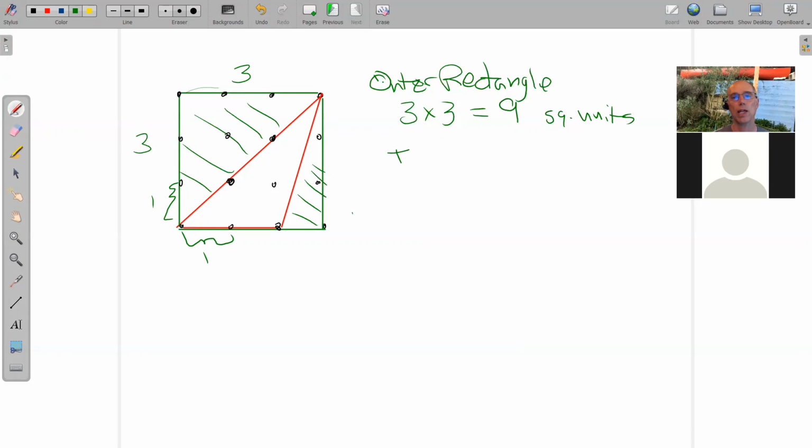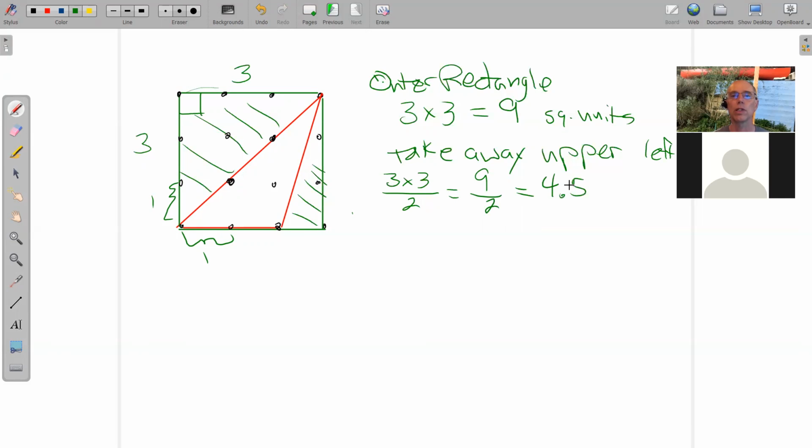So I need to take away that upper left triangle. It is 3 by 3, but it's a right triangle, right? There's my right angle. So I have to cut that in half. So 3 times 3 is 9, and half of 9 is 4.5. So from that 9, I have to take away 4.5.